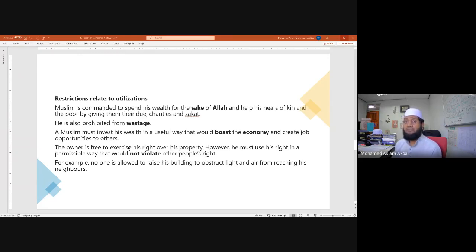They say, okay, I have 500,000 ringgit. I put it in the bank and let me have the interest every month and then I spend. This is actually a lazy way of doing. This is not actually investment. The investment is you put investment in company, share market, or you create a job market. A Muslim must invest his wealth so that other people get job.